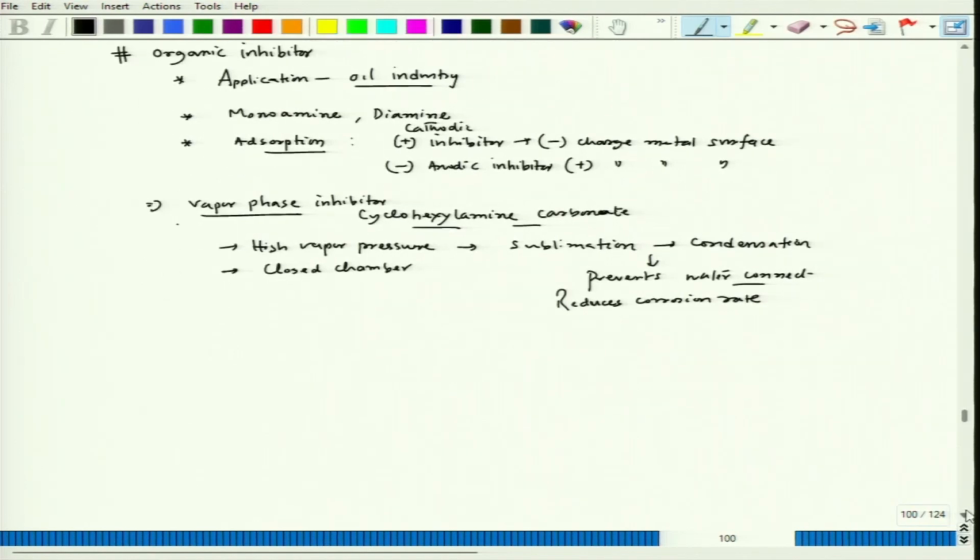Now, if we talk about some other inhibitors like scavengers, which come under the segment of changing the environmental conditions.